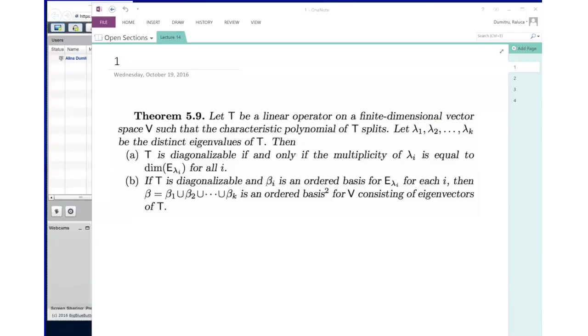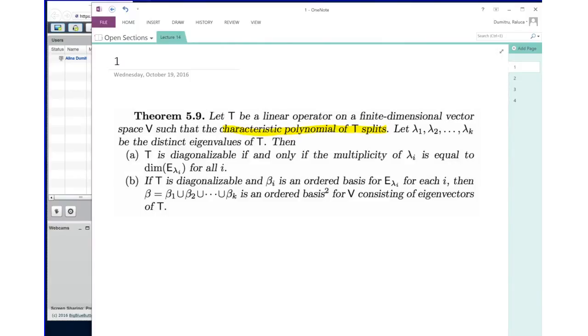All right, so we're still in section 5.2, and we're ready to finally develop a complete test for diagonalizability of matrices and transformations, building on all those results that we proved last time. Just to remind you, we looked at a couple of things. One of them was this idea that whenever a linear operator is diagonalizable, then its characteristic polynomial must split.